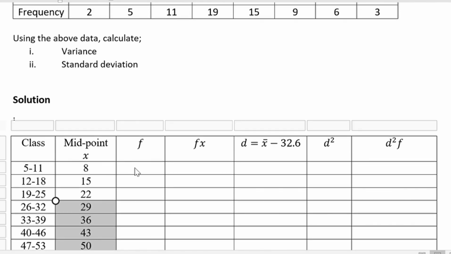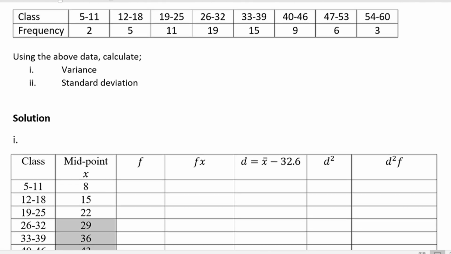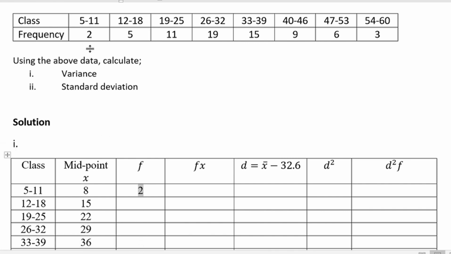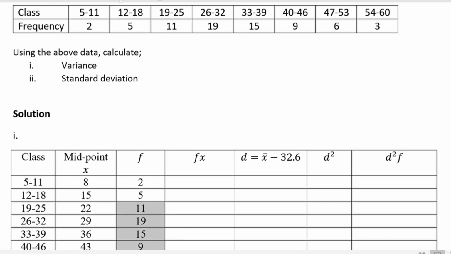F stands for frequency, and it refers to the number of observations corresponding to every class that we have here. So simply put, these are the values that we list column-wise in the F column: 2, 5, 11, 19, 15, 9, 6, and 3. So the first one will be 2, then the next one is 5, then the rest will be listed in that similar manner.